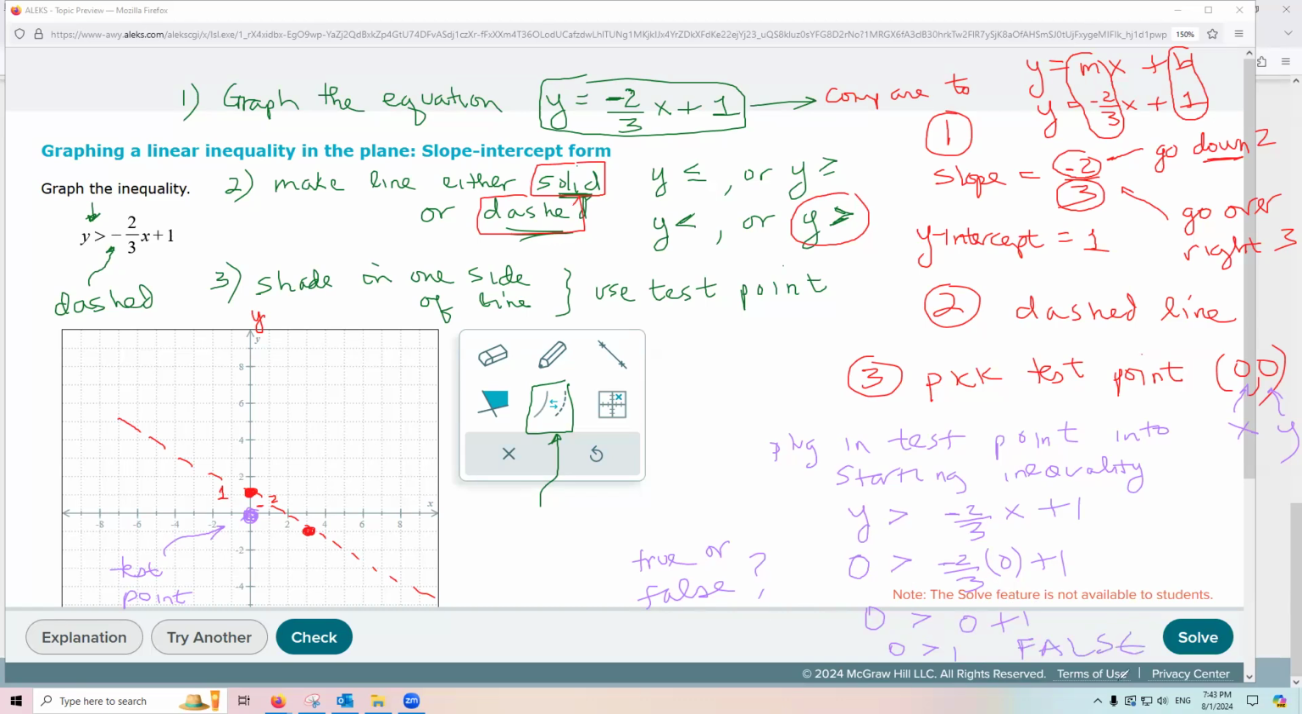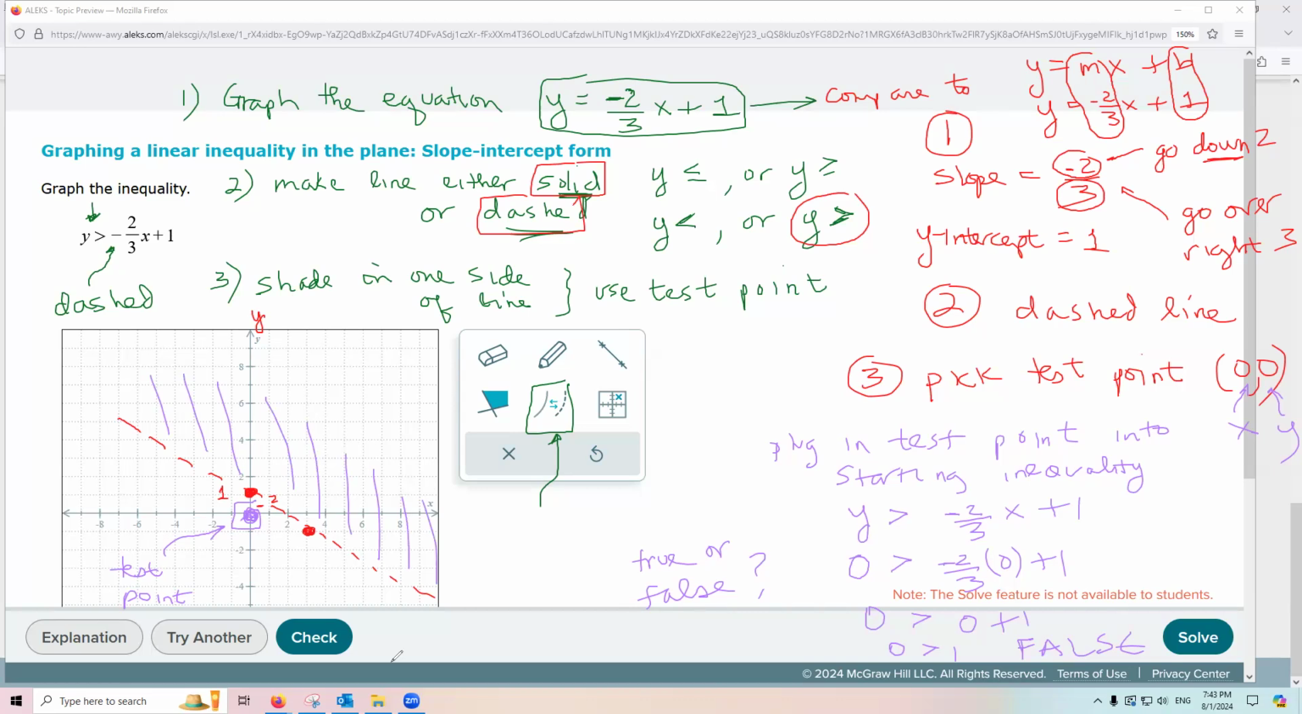The test point can either make the inequality true or false. When it's a false statement, you shade in the other side of the line relative to the test point. So if you notice, my purple test point is below the line, but I have to shade in the other side of the line. So I'm going to shade in above this red line.